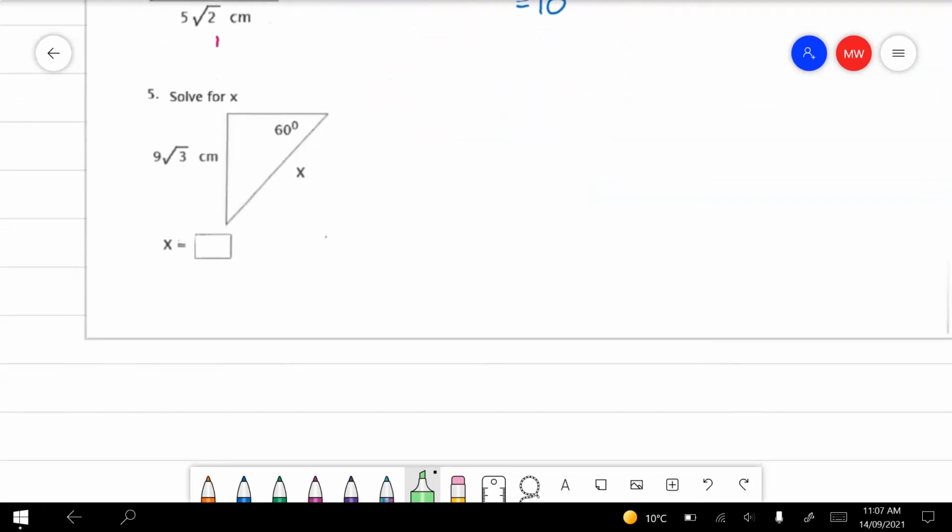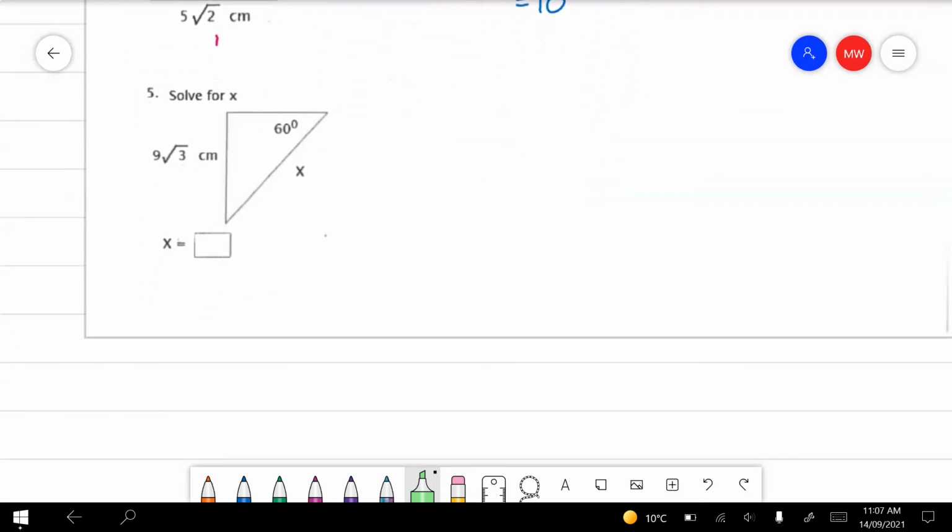Question 5. We've got a 60, 30, 90. And what we might need to do is rotate this one 180 degrees, so it looks a little bit like what we're used to seeing. It will still be reflected, but that's okay. So this one will look like this. Not like that, like this. And so 60 will land down here. The x is still the hypotenuse. And this side over here will be 9 root 3.